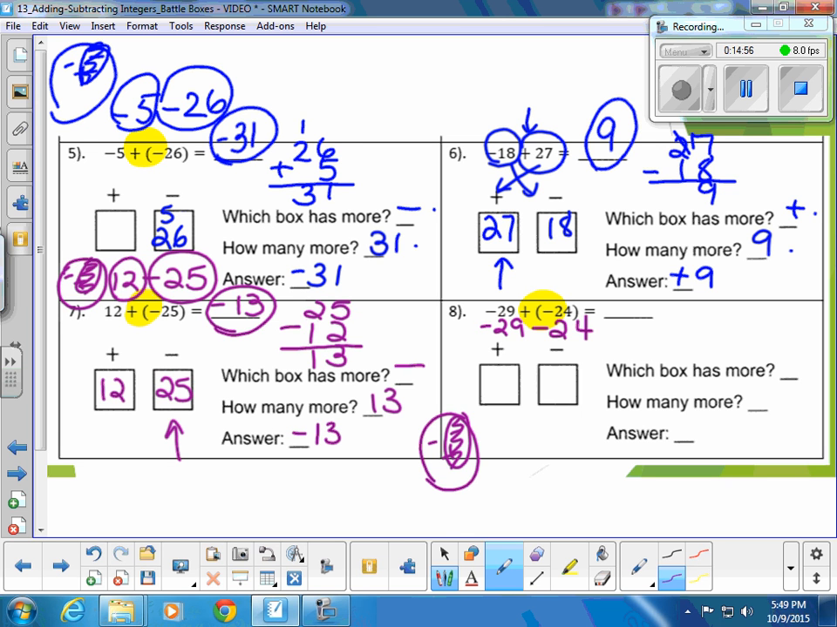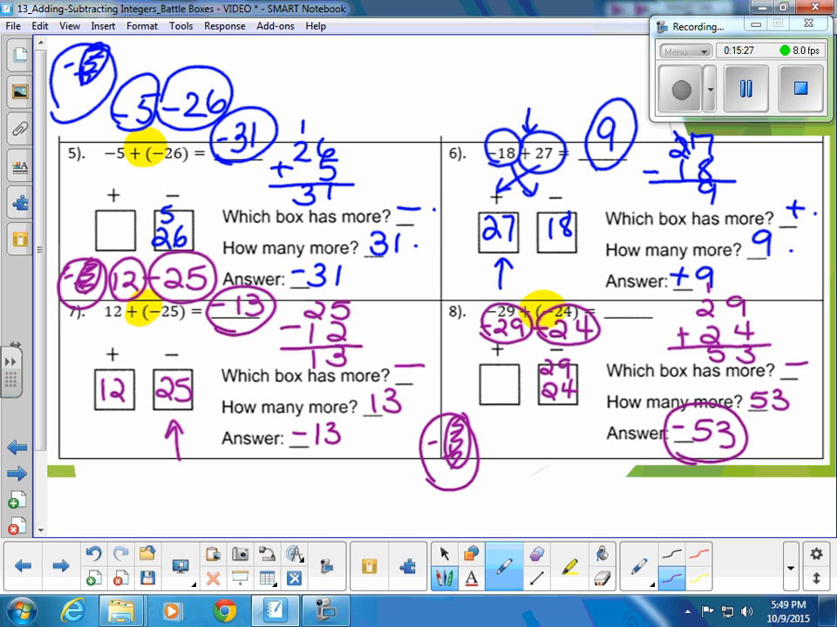Okay, they're both negative numbers. So they're both going to go in the negative box. And when they're in the same box, we add them. We know that the negative is going to have the most, so we have 29 plus 24. 9 plus 4 is 13, carry the 1. 2 plus 2 is 4, plus 1 is 5. So my total answer is negative 53.